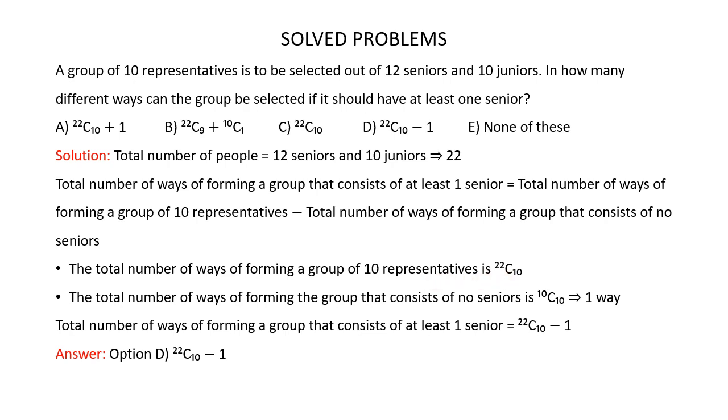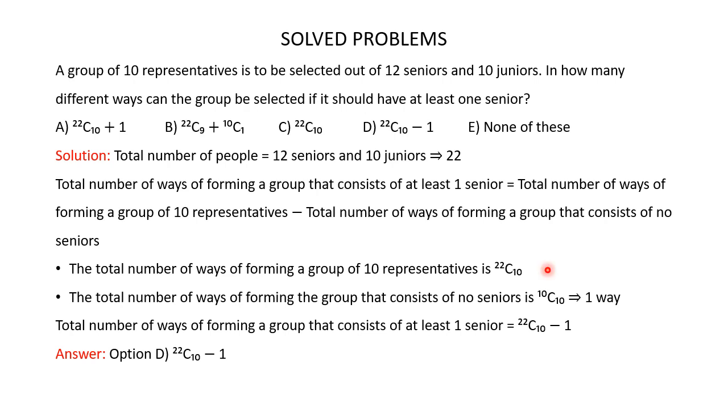22C10. Now let's find out the total number of ways of forming a group that consists of no seniors. Means we have to find the total number of ways of forming a group that consists of only juniors. So that group should consist of 10 juniors, and these 10 juniors have to be selected from the total of 10 juniors. So the total number of ways of forming the group that consists of no seniors is 10C10, which is one way.